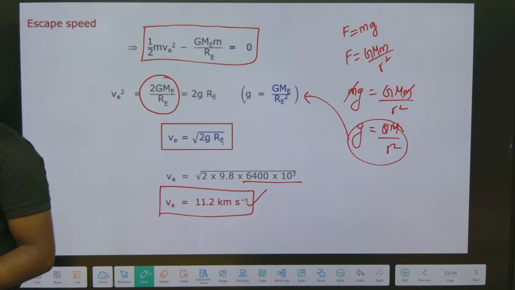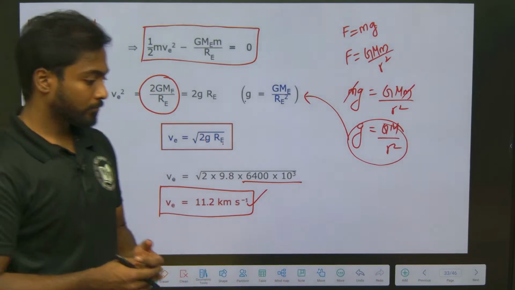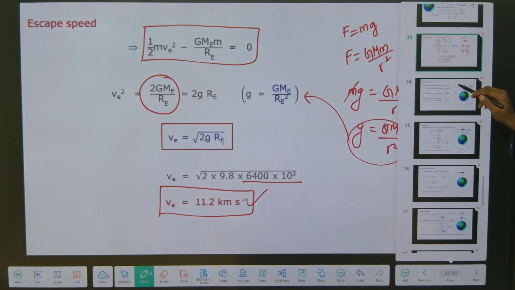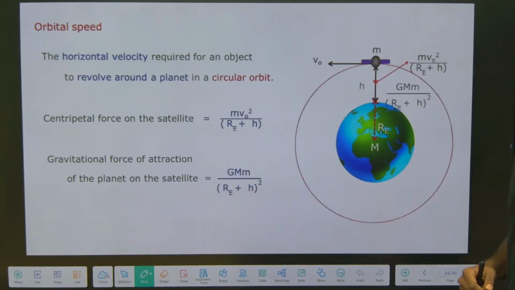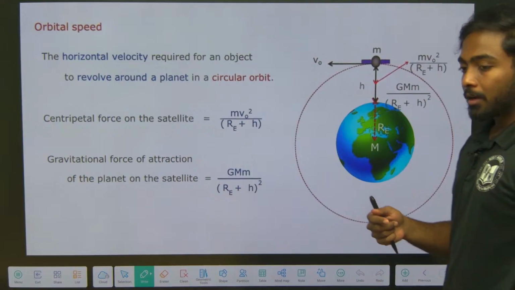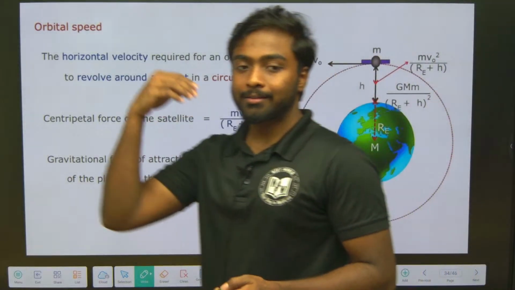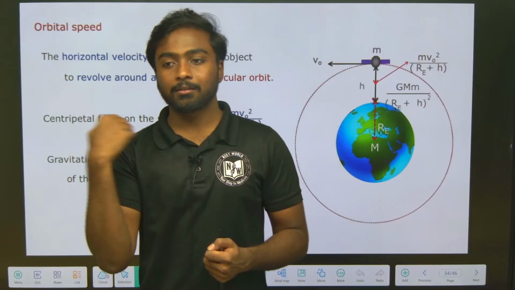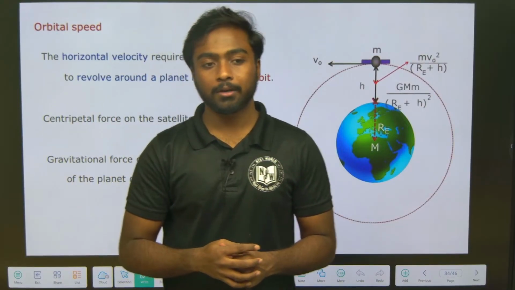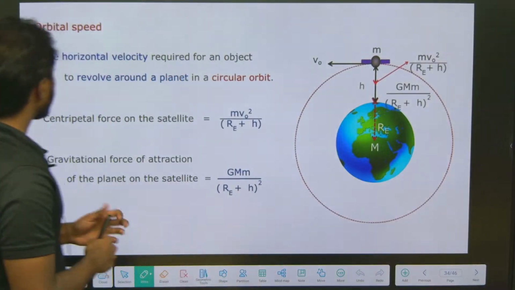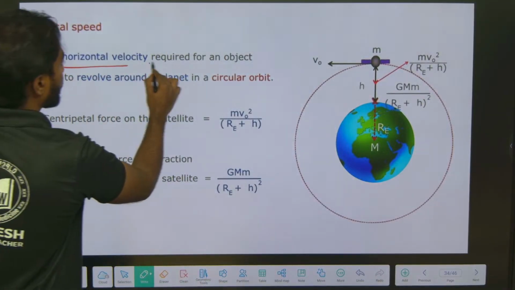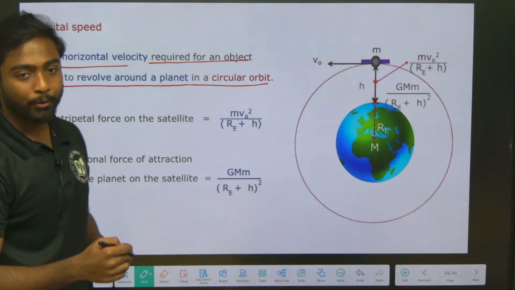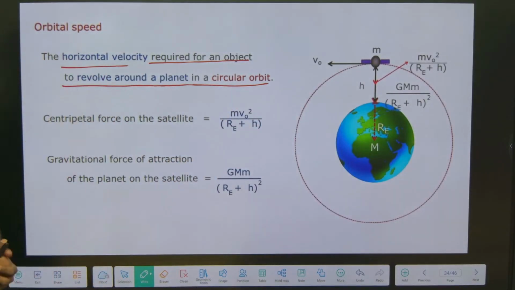Okay, we will go for the next one. So next one is orbital speed. Orbital speed is nothing but, now the thing is, we are sending a satellite out of the earth's surface. Now how that satellite is revolving around the earth, the same concept only. It is the horizontal velocity required for an object to revolve around a planet in a circular orbit. This is orbital speed.